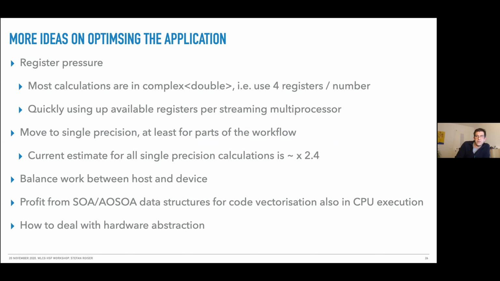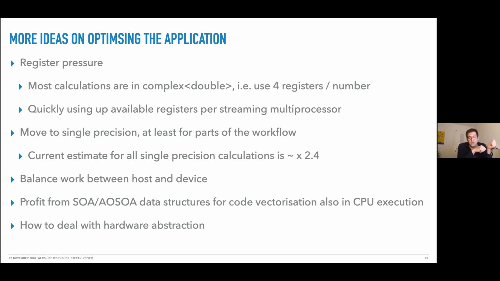And then, for the software engineering part, we are fighting a lot with register pressure. Every streaming multiprocessor on the GPU has a defined number of registers, and we're eating them up very easily because a lot of the calculations are done in complex double precision, and each number is using up 4 registers. So we have to think about how to get this register pressure down. I mentioned already single precision versus double precision. Now we can run our workflow in single precision. We are estimating a factor 2.4. But this is also, of course, a physics question of whether this is affordable.